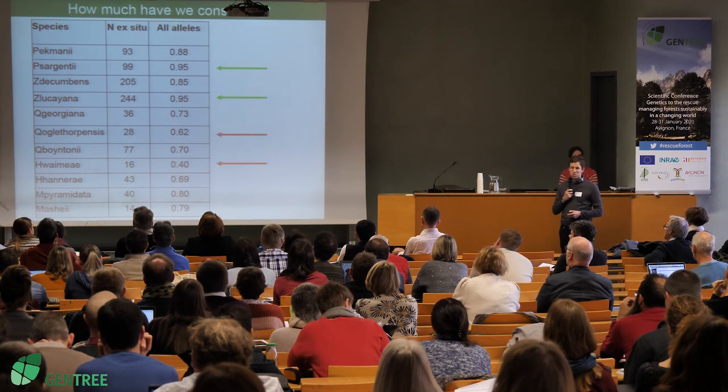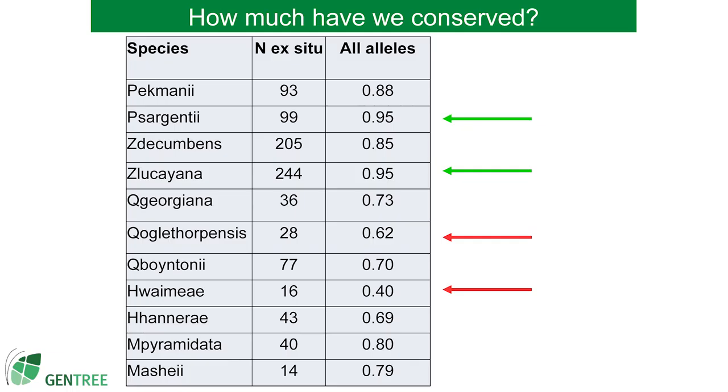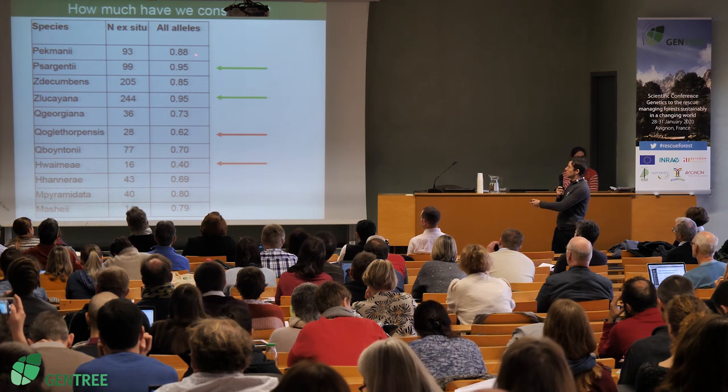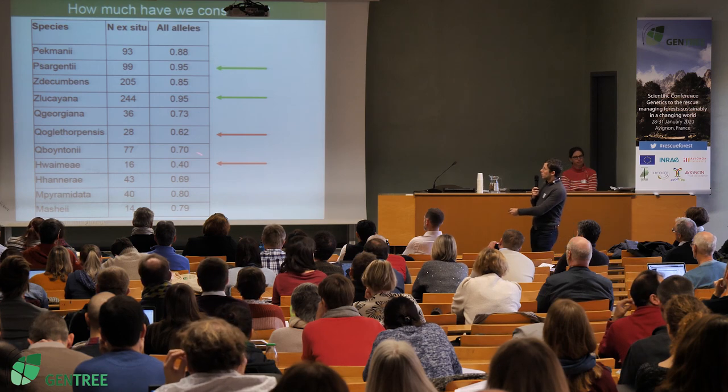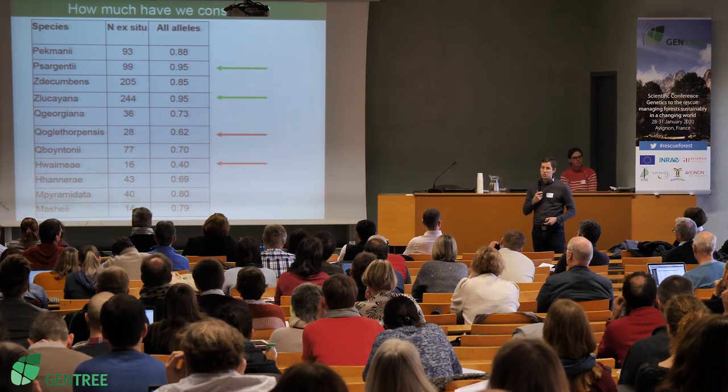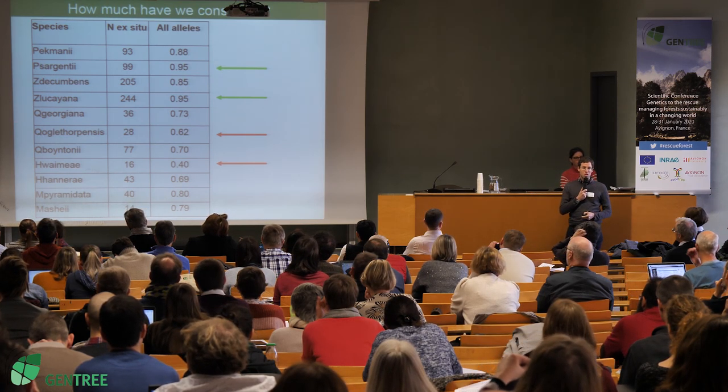This is how much genetic diversity, measured at microsatellite loci, is conserved of these species in botanic gardens today. So there are a few species where we have close to 100% of the alleles in botanic gardens, but there are other species where we have closer to 50% of the genetic diversity in botanic gardens.